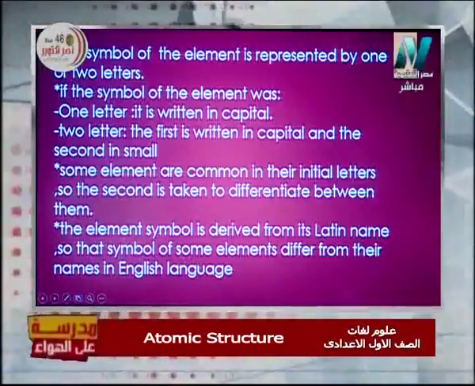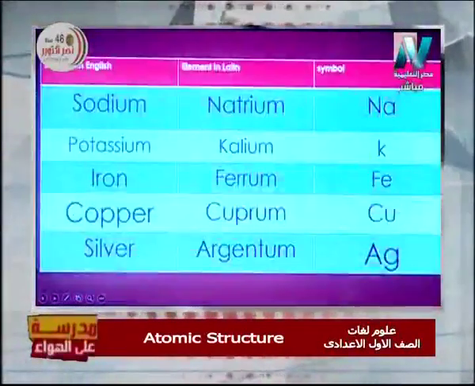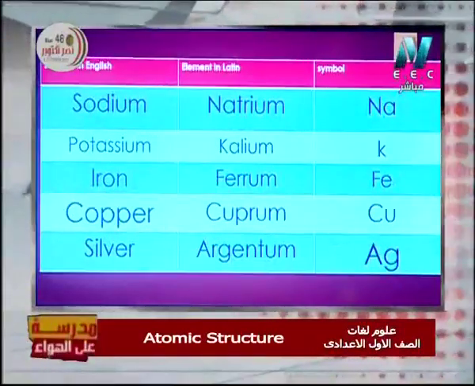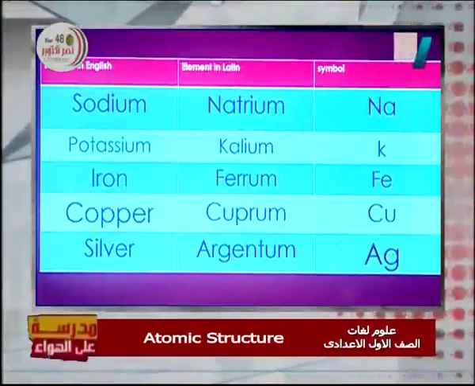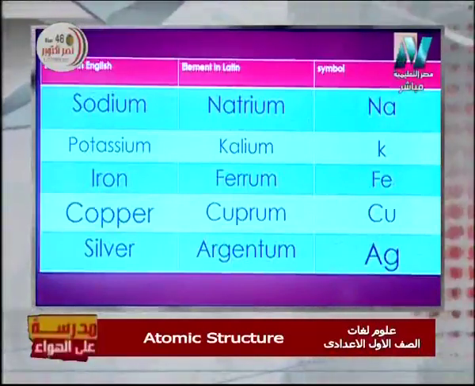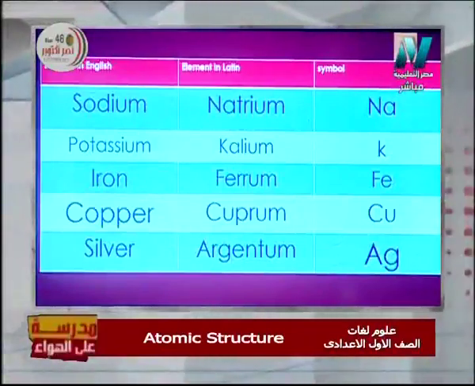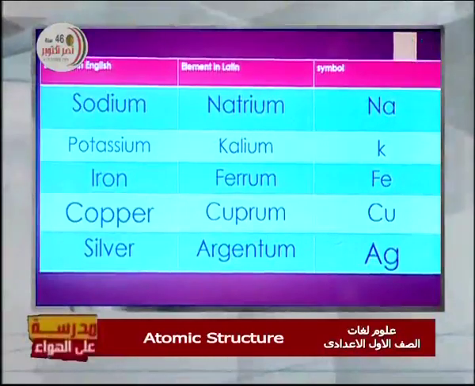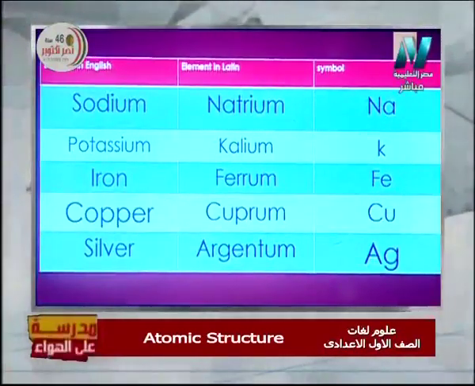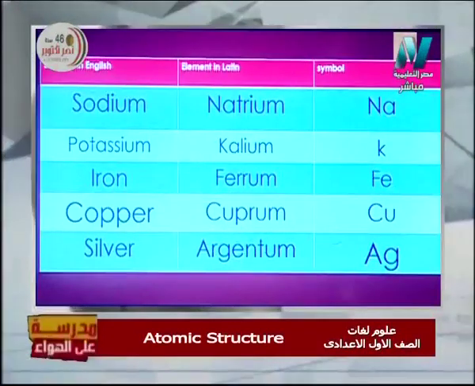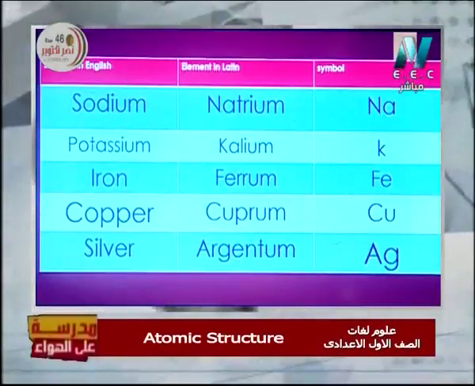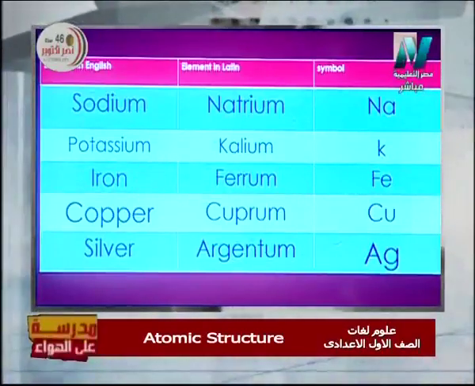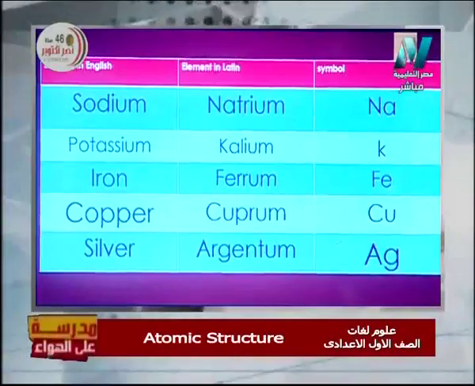What does this mean? We are saying some elements are similar in the first, second and third letters. They are similar in the first three letters, so we can't choose the symbol from the third letter. So how do I make their symbols? I want to make it easy on myself instead of writing the whole name of the element in capitals. What do we do? Return back to the Latin name, the Latin name of the element, as sodium, whose name in Latin is natrium.